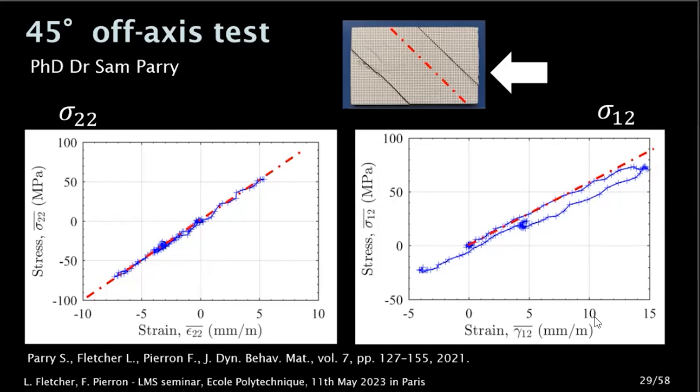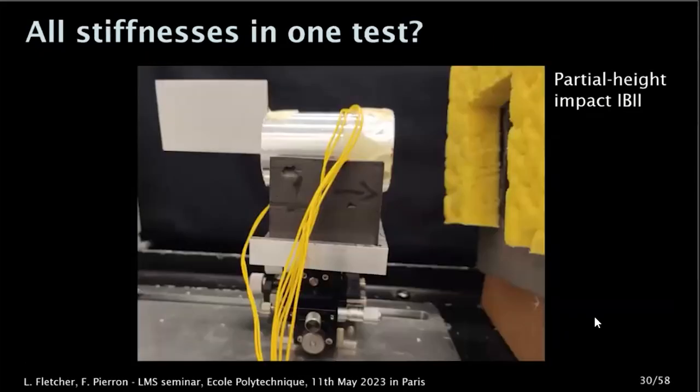Interestingly, if you fit a curve to the unloading part of the test, you see that it seems to unload on a slightly different slope. And again, that probably indicates the presence of damage. So I'm still in the process of trying to identify a coupled damage plasticity model on these curves.